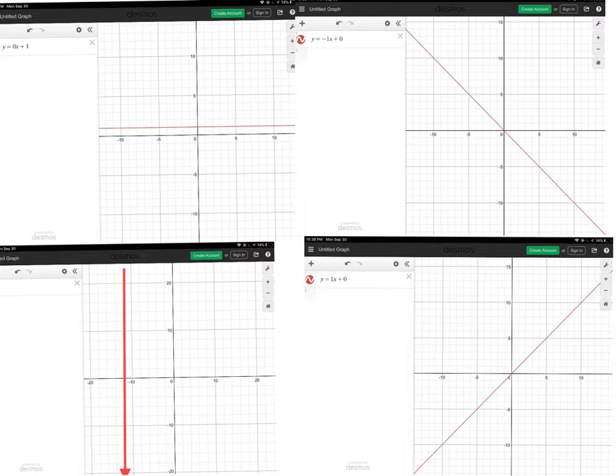Now I'll be showing you the 4 different types of graphs. So, in the bottom right-hand corner, we have an undefined line. That means that we don't know what the slope is, and you can tell because of the vertical line that it has.